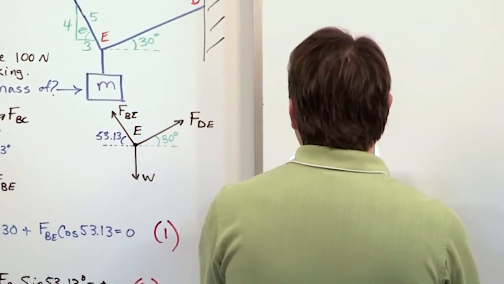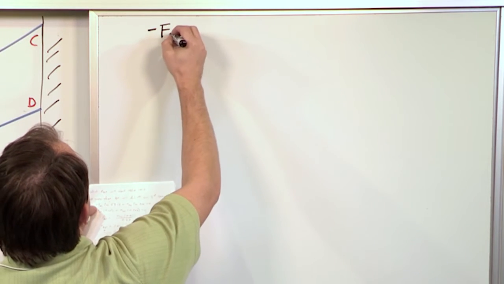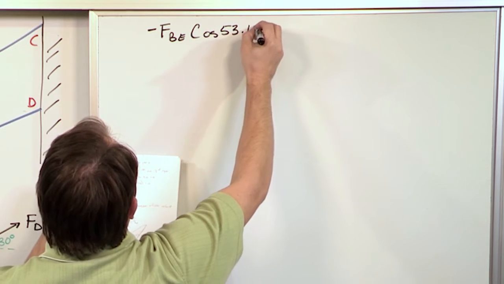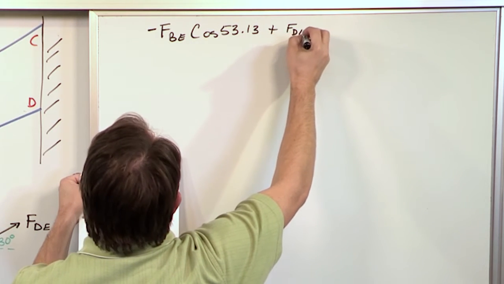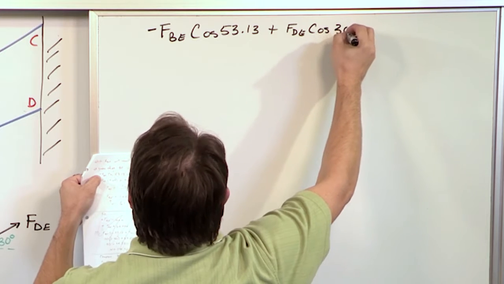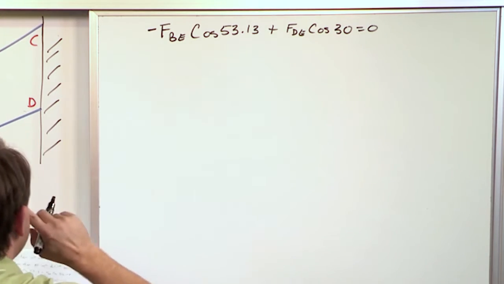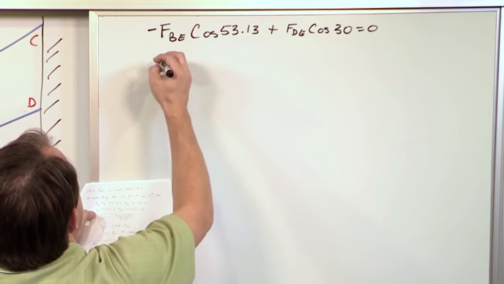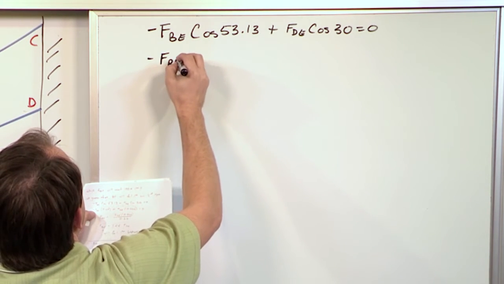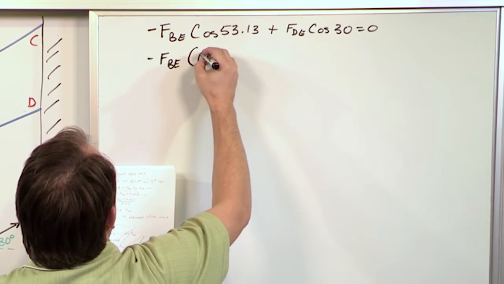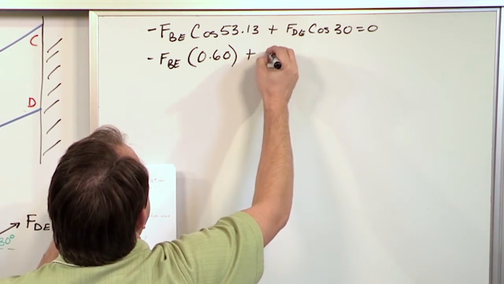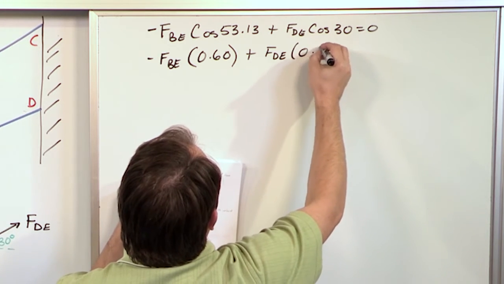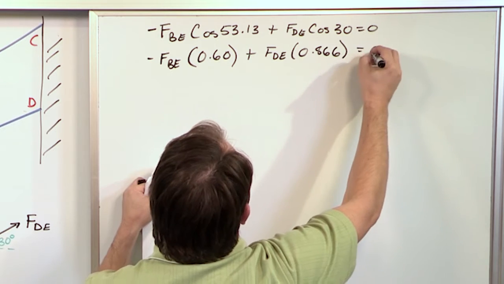I'm going to write this one over here. Negative FBE times cosine 53.13 plus FDE cosine 30 equals 0. So this is one of the equations here. What you need to do is try to work with it and see what you can learn from it. So let's go ahead and do that. This will be negative FBE cosine 53.13 is 0.60 plus FDE cosine 30 is 0.866, and that's equal to 0.